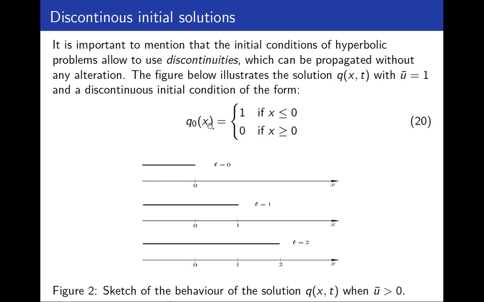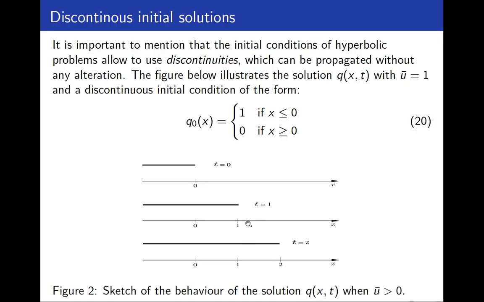Here we are imposing an initial profile for Q, where equation 20 says that if x is smaller or equal to 0, the value of Q is equal to 1. But if x is greater than 0, Q is equal to 0. Now, if we apply this initial condition to this solution, you can see that this discontinuity is propagated from left to right.